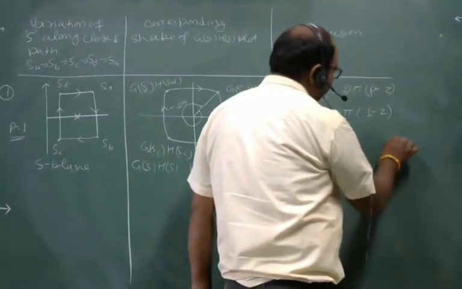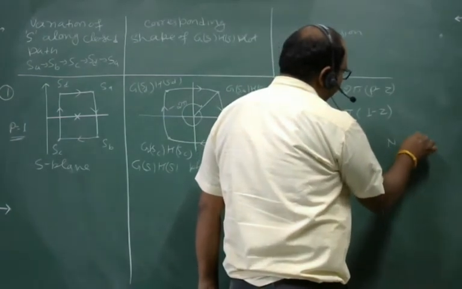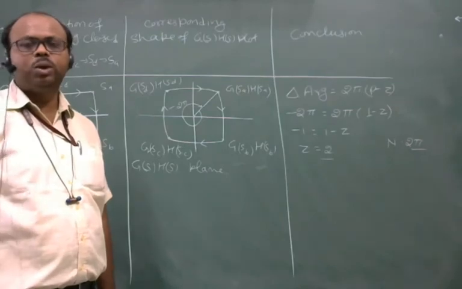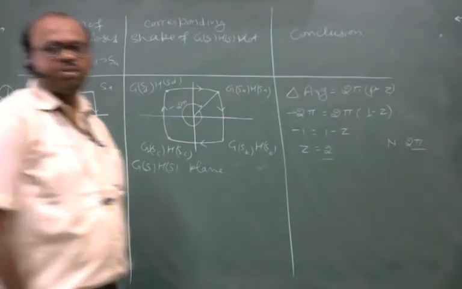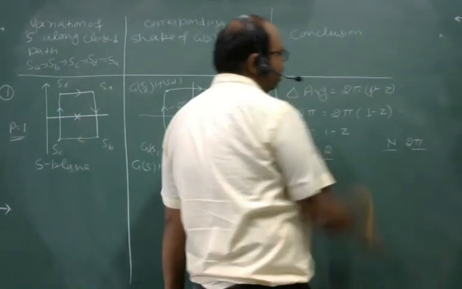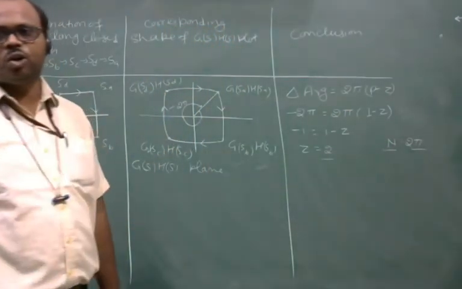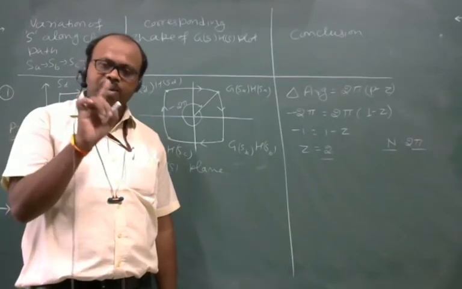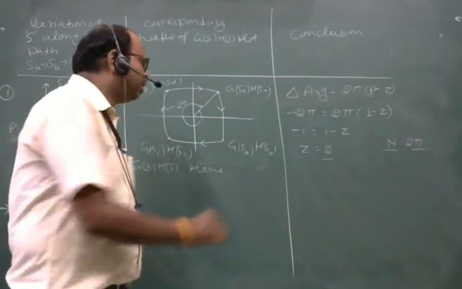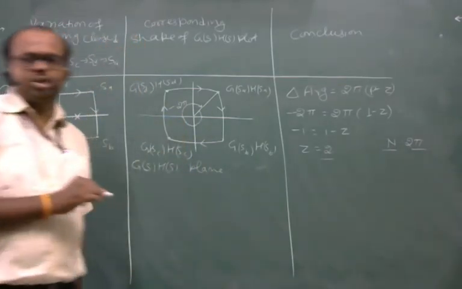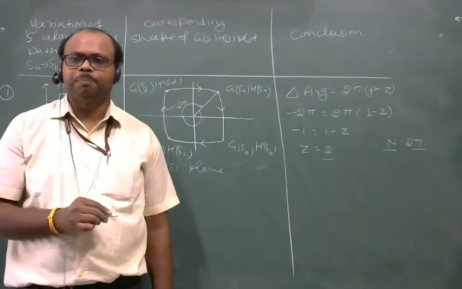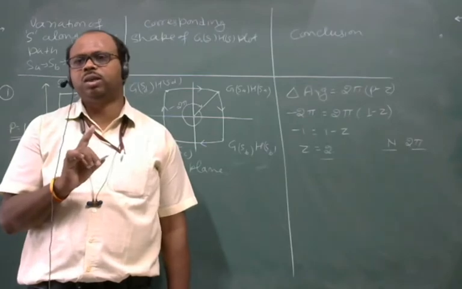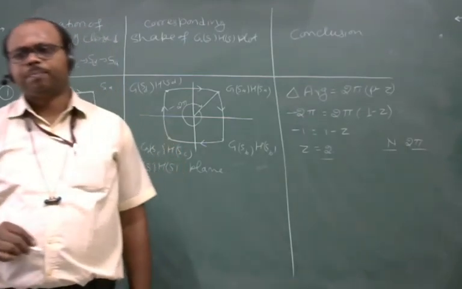N into 2 pi. What is the value of N here? 1. It means there will be one encirclement around the origin in the GsHs plane.